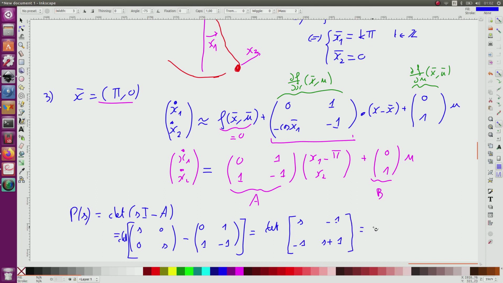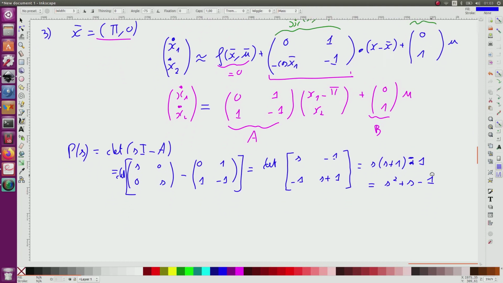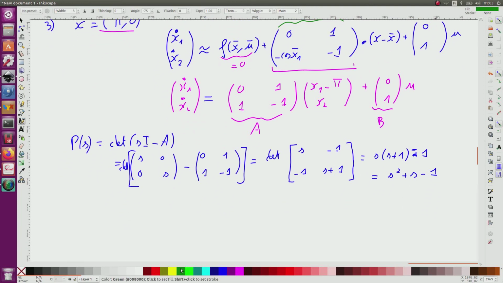Which is equal to s times s plus 1, minus 1, which is equal to s squared plus s, excuse me, here it's minus 1, okay, minus 1. So the characteristic polynomial is equal to this.